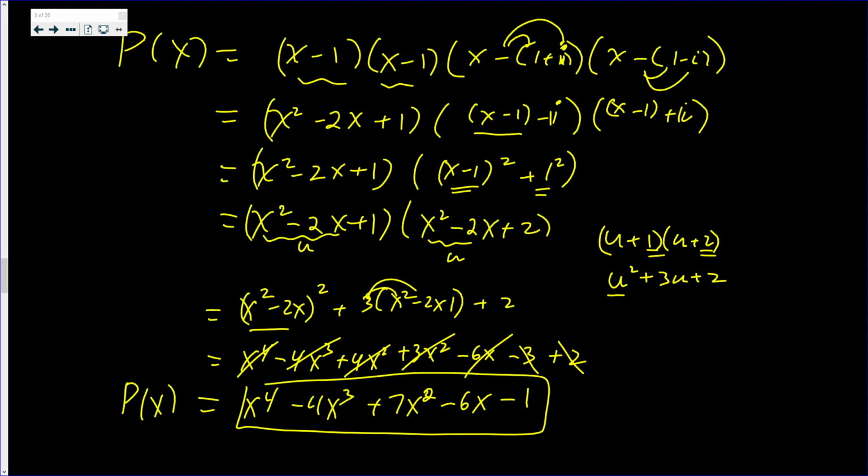This is a polynomial that has 1 as a double root, that is 1 and 1, and it also has 1 plus i, and then to make sure we have real coefficients, it has 1 minus i.